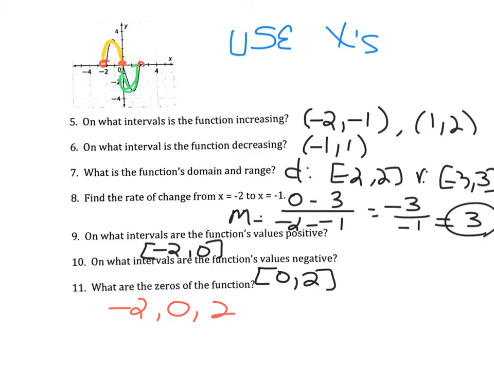Positive above, negative below, zeros. Where does it touch? X-intercepts. Zeros means x-intercepts. You heard that word before, x-intercepts? Those 3 should have been easy. Those 3 pretty good. Out of all those, I think that's the best. Just don't forget to use the x's.